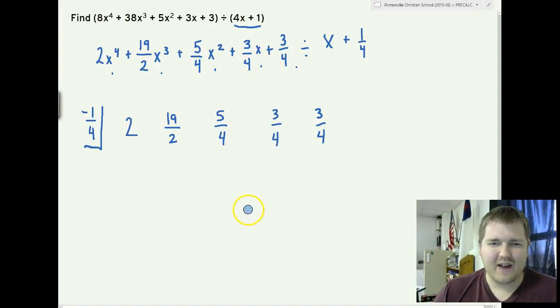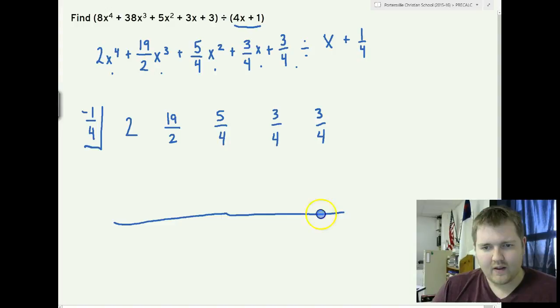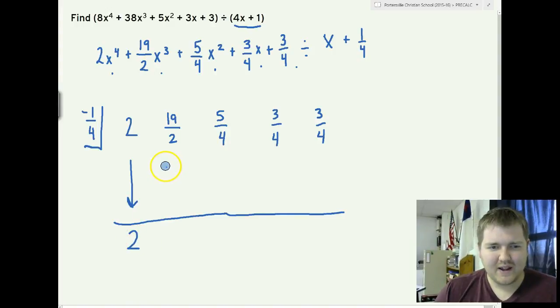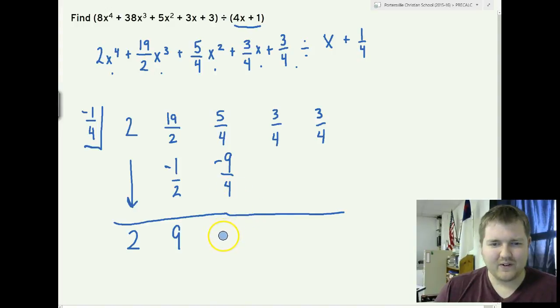If one is missing, you're going to have to put a 0 in. Say there was no x squared term here, you would need to put a 0 in for that x squared term. So making our prison fence, first number is always the one to escape, and then we multiply -1/4 by 2 to give me -1/2. When I add these together, I get 18 halves, which is 9. 9 times -1/4 is -9 fourths. 5 fourths minus 9 fourths is -4 fourths, or -1.